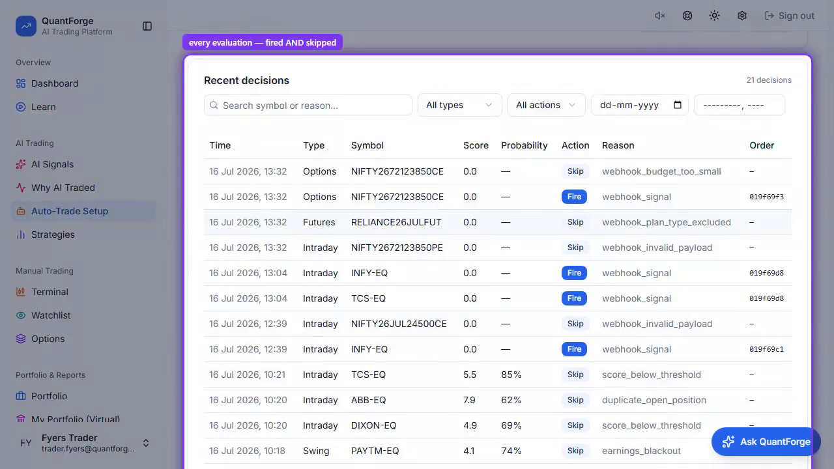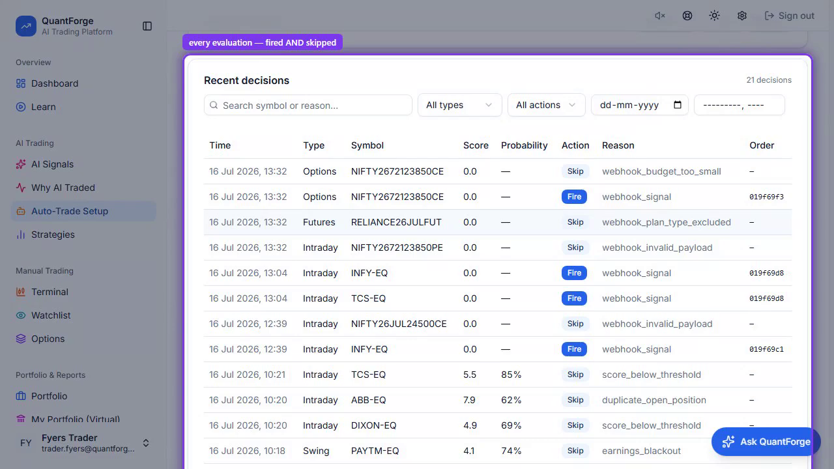How do I know it is actually doing something? These two panels, and they are the reason to trust the thing. Recent decisions lists every evaluation fired or skipped with the score, the probability, and the reason. So a quiet day is not a broken engine.